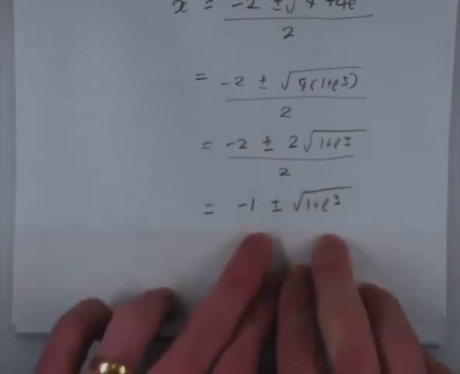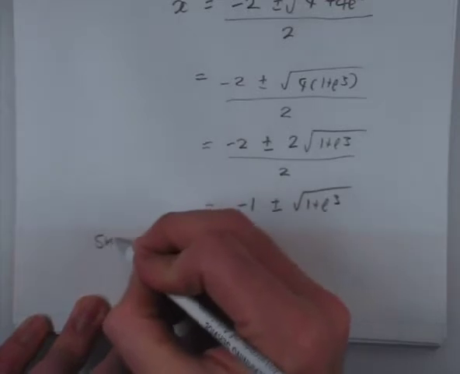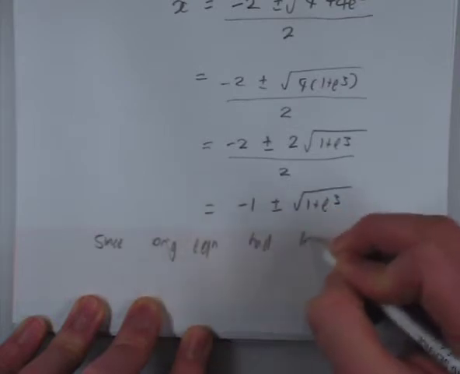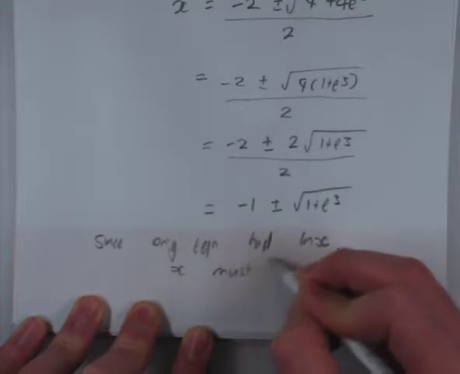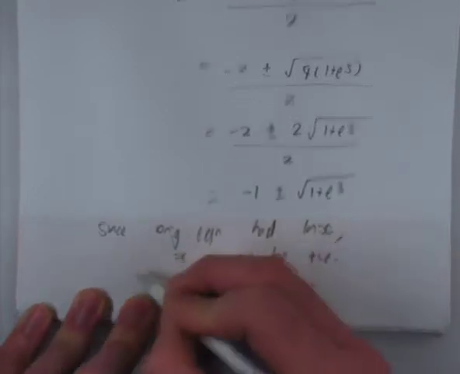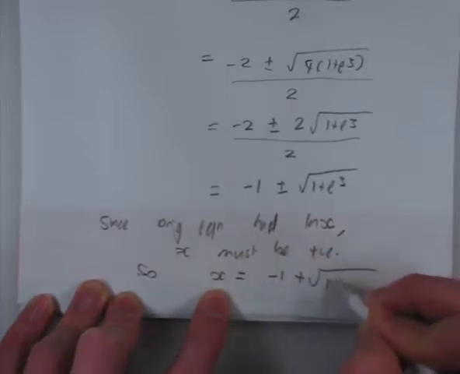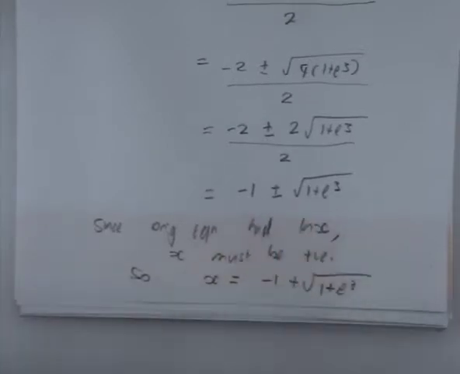So both of my x's have to be positive, because right in the original equation I had ln x all on its own. So since the original equation had ln x, x must be positive. So, in fact, x is equal to minus 1 plus root of 1 plus e cubed. Because if I chose the negative one, I'd have minus minus, which would still be minus, so I wouldn't be allowed to put it in there.